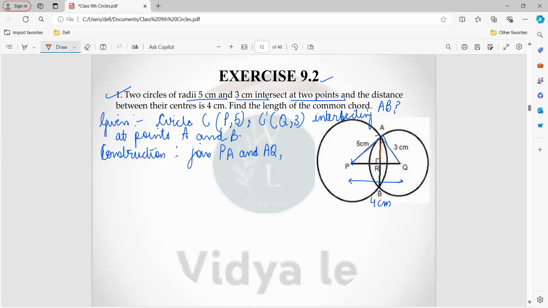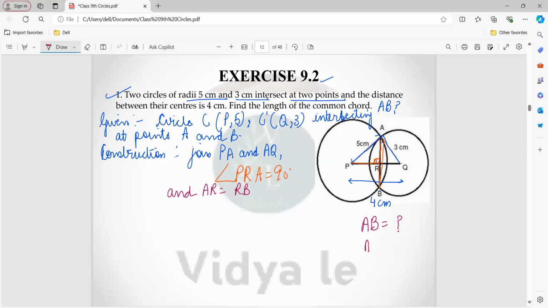See, this is the chord and this is the center point. So we know that the line joining the center to the chord is perpendicular, and that line bisects the chord, right? So here that means we have angle PRA equals 90 degrees, and AR is equal to RB. Now we want to find the length of AB, right?